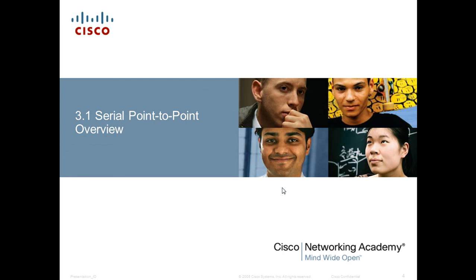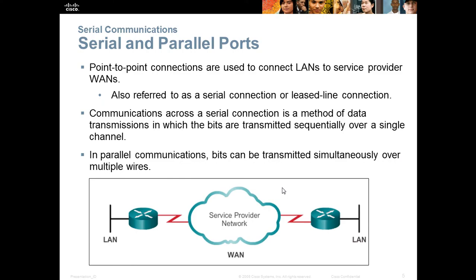Serial point-to-point overview. There are two different types of connections, serial and parallel ports. Point-to-point connections are used to connect LANs to the service provider WAN, which is also referred to as a serial connection or a leased connection. Communication across a serial connection is a method of data transmission in which the bits are transmitted sequentially over a single channel. In parallel communications, bits can be transmitted simultaneously over multiple wires.